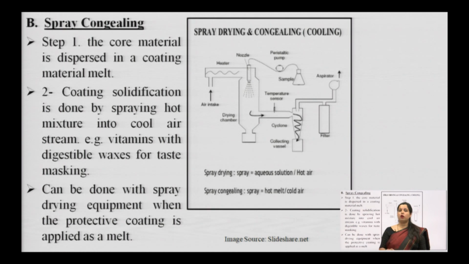We use a hot liquid mixture, but the chamber temperature is cool, right. So, immediate solidification will occur in that case. For example, vitamins with digestible waxes, which as you know are semi solid in nature. So, it is in melt or liquid condition at high temperature, whereas it gets solidified at cool temperature. This is why we use waxes for spray congealing.